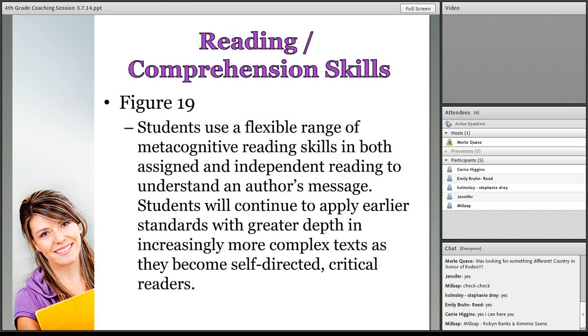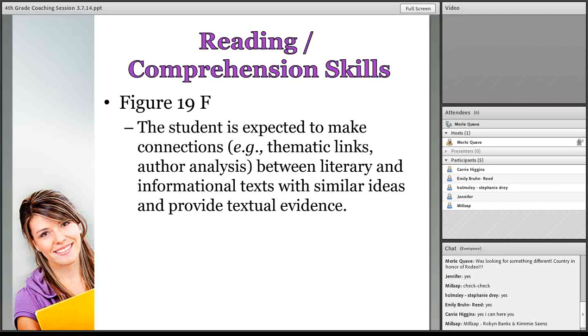For the STAR Connect Contrast, the important thing is figure 19. They have just got to use their thinking skills as they're reading independently, as well as in the mini lessons and small groups and all of that, to really make connections between texts across all genres. Even texts that aren't at first glance obviously related in any way. This will help them develop as readers and thinkers. And of course, this is across any genre, and that's figure 19F, which is the specific skill we're talking about.